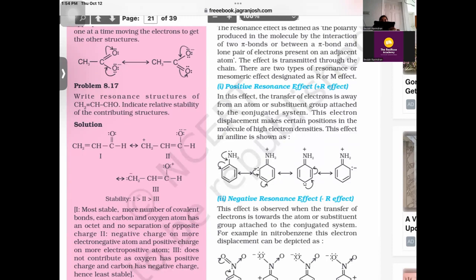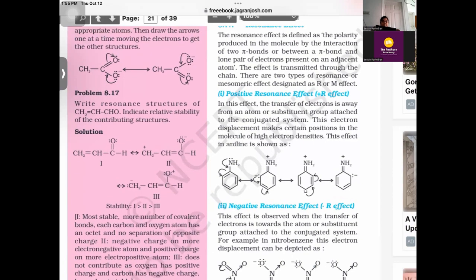The transfer of electrons is away from an atom or substituent group attached to the conjugated system. If the transfer of electrons is away, then this electron displacement makes a second position in the molecule of high electron density. This effect is shown in aniline. You know that two pi bonds produce polarity.